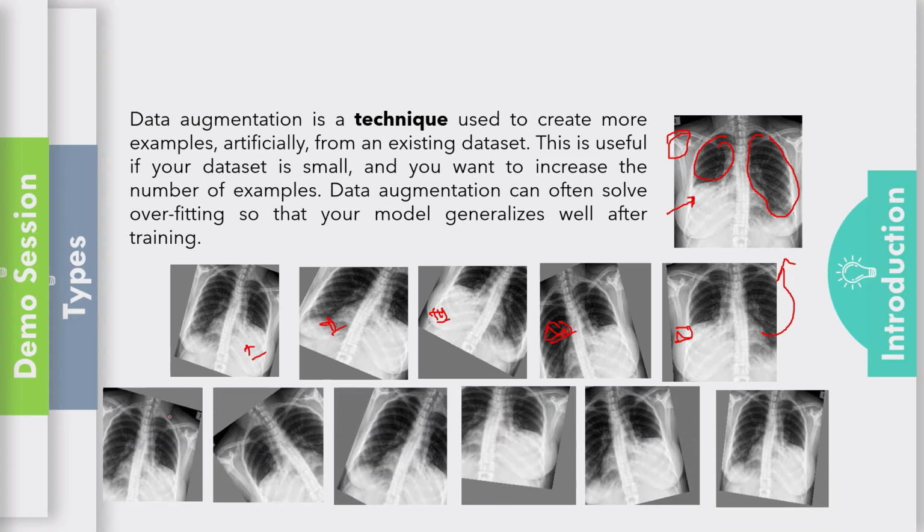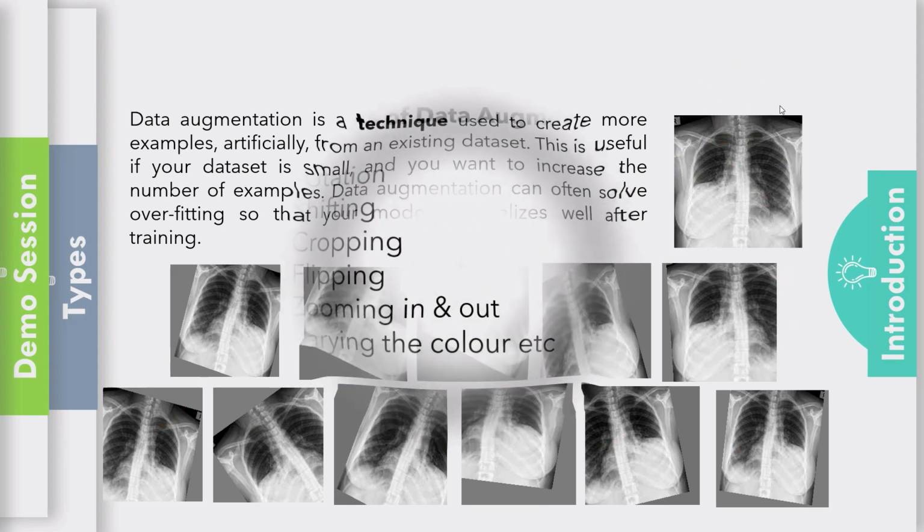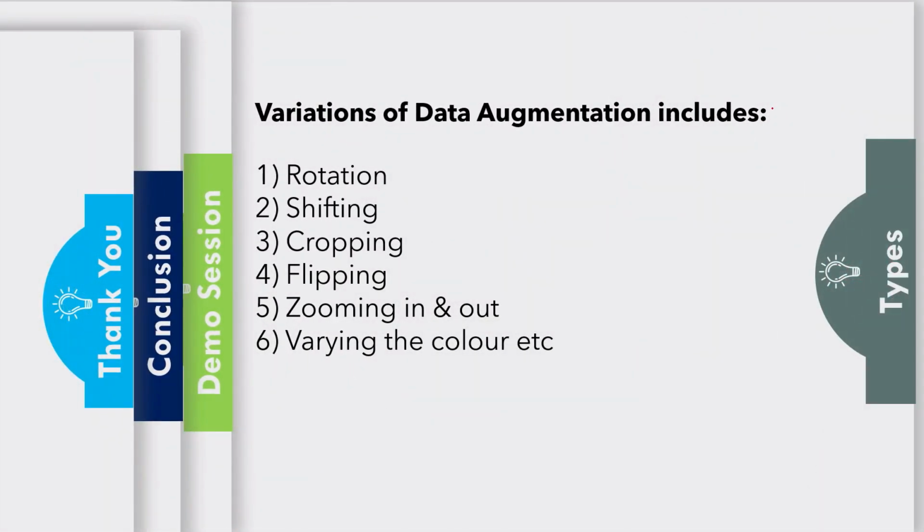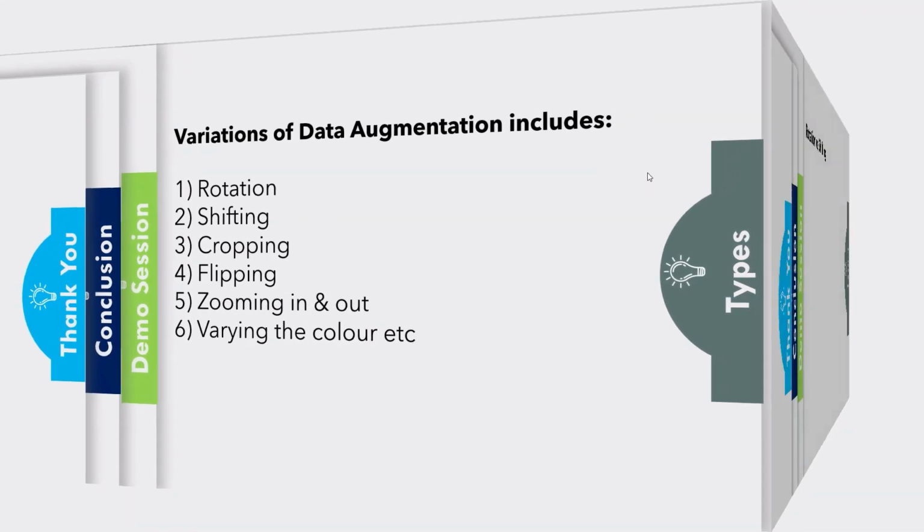How about these ones? So all these images, we generated them from this single image. By the end of this tutorial, you will be able to replicate the same. That leads us to the types, or variations, of data augmentation. I have said this briefly, and we will look into it in detail.